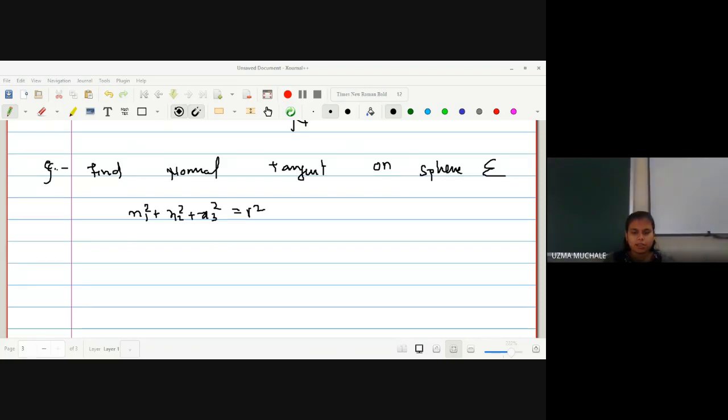Let me start. What do you have to do first? We are provided with a surface, so let me name it as some function g. This summation is your given surface. G is equal to r square. G is nothing but your summation over xi square is equal to r square.